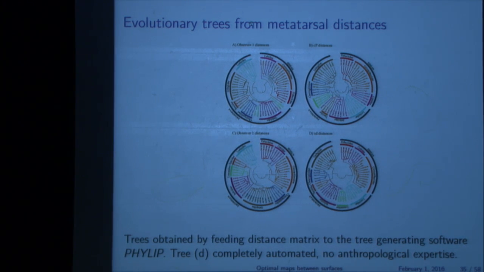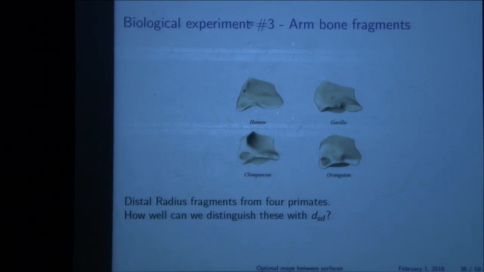Anyway, the method that was used to recreate this family tree from these toe bones was completely automated. So there was no knowledge at all used. It was just a scan of the toe bones and then a distance matrix based on the symmetric distortion distance. And then it was fed into a program called Phylip, which automatically generates trees from different distance matrices. So no expertise, I can assure you of that.